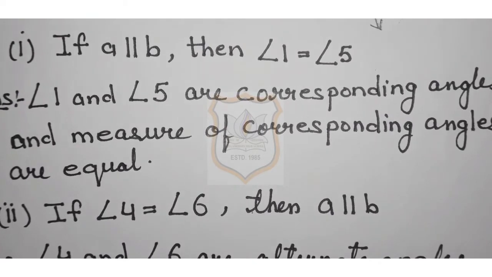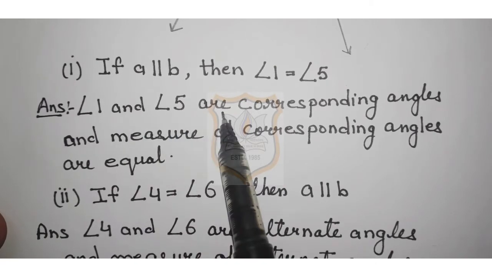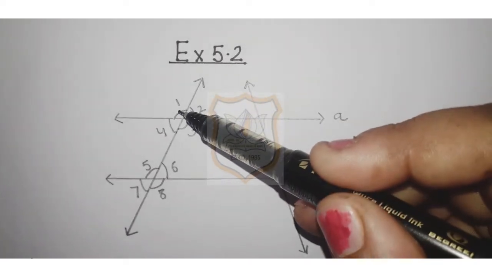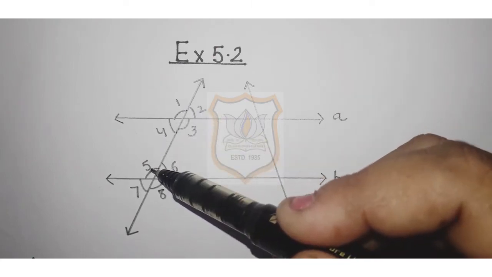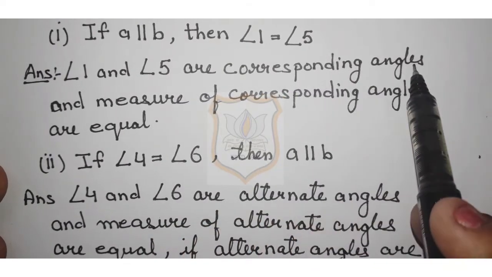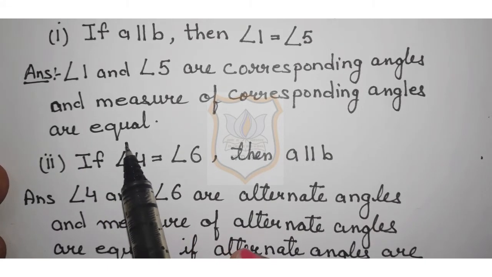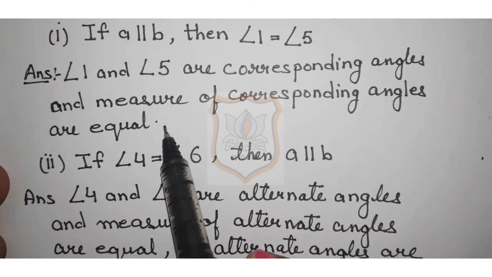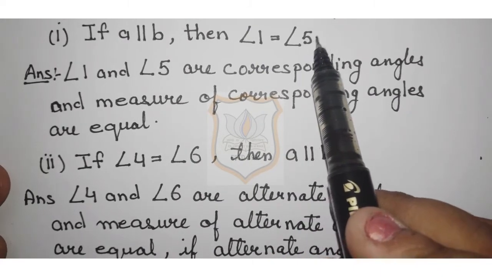Answer is, angle 1 and angle 5 are corresponding angles. Again look at this figure very carefully. Angle 1 and angle 5, this one and this one, they both are corresponding angles, and measure of corresponding angles are equal. That I told you in my introductory video. So, we can say that angle 1 is equal to angle 5.